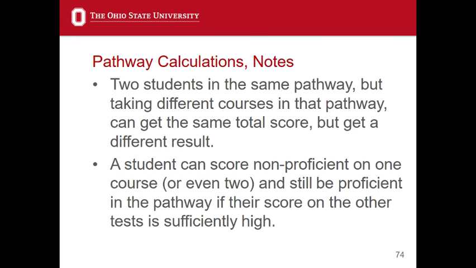Okay, so I guess I reiterate that point here. I also want to reiterate that 2 students in the same pathway, if they take different courses, of course, those standards are going to be different. So you might have 2 students, both of whom scored 75%, but because they took different tests, which have different standards, one of them might pass and the other one might not. So just keep an eye out for that and know that that's what's going on, that they probably just took different tests. And as Jim also said, if a student scored not proficient on one course, they can still be proficient in the pathway if the other test scores are sufficiently high.